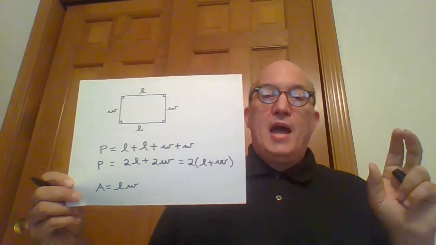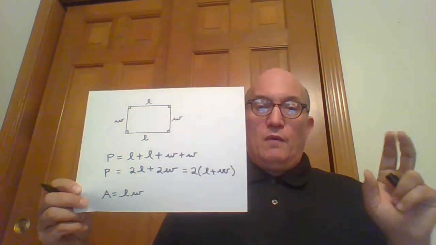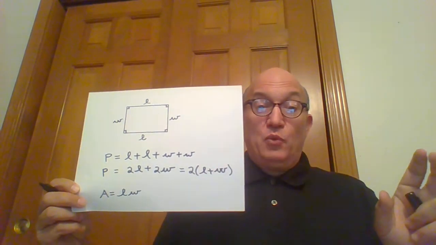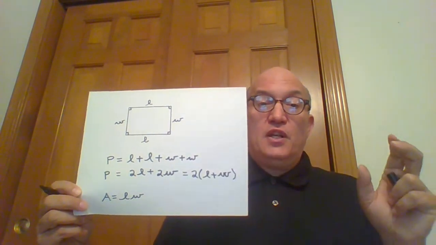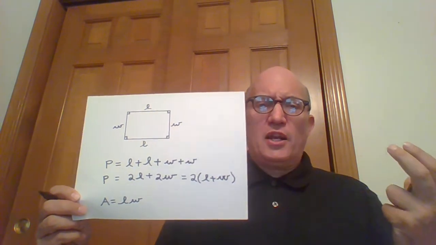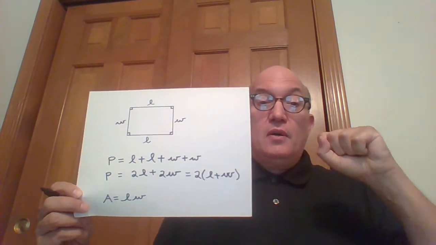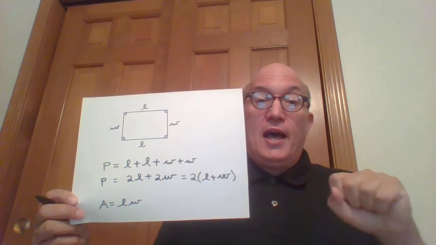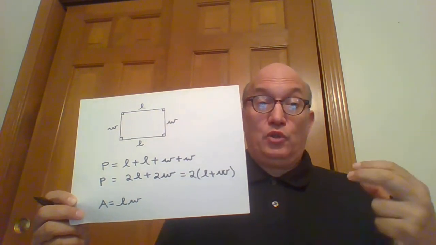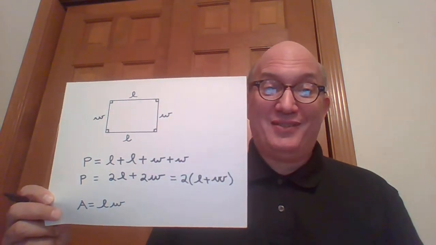And now we come to the area of a rectangle, which is length times width. And this is kind of a definition. It's a starting point. And in 6th grade, I used the area of a rectangle to show you how to multiply two fractions.